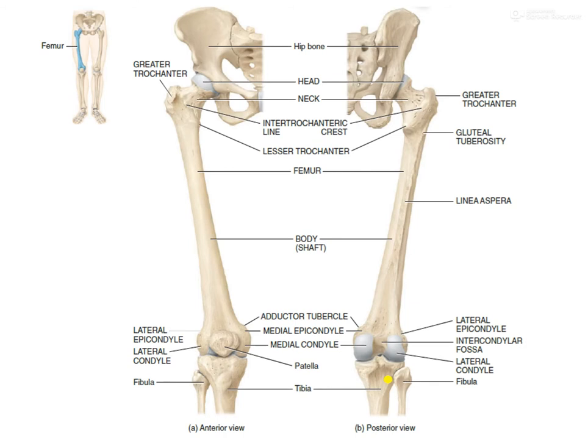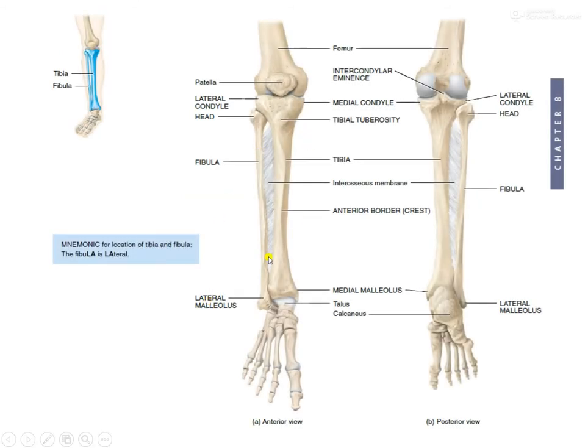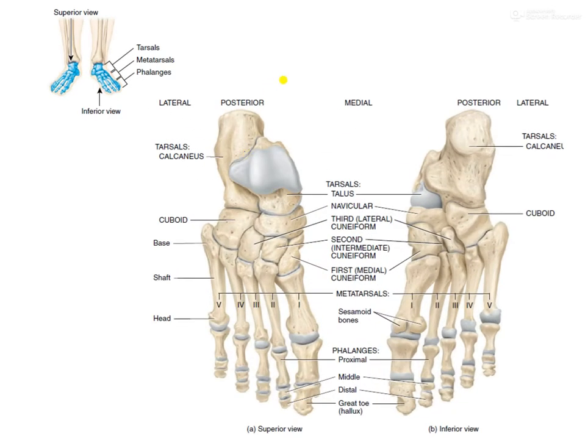Next one is the lower limb. First one is the femur, which is the longest bone. Tibia and the fibula. This is the tibia and these are the fibula. The tibia contains two bones and fibula contains two bones. These are the tarsals, metatarsals and the phalanges. These are the tarsals. These are the metatarsals. These are the phalanges.